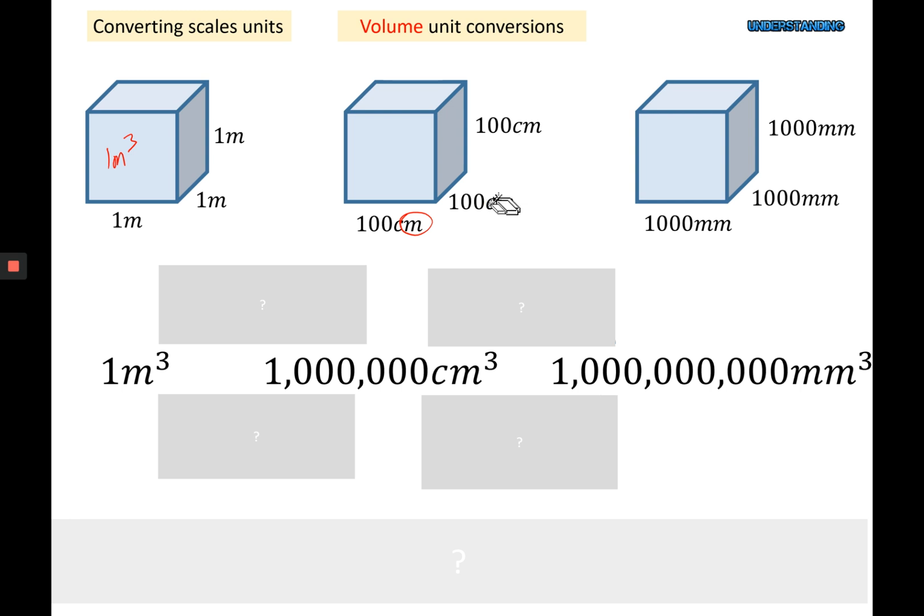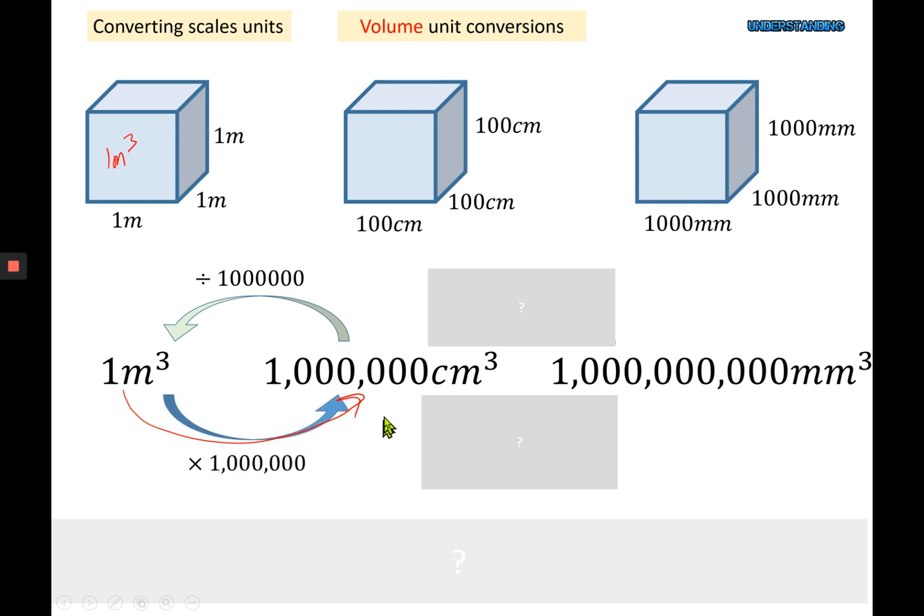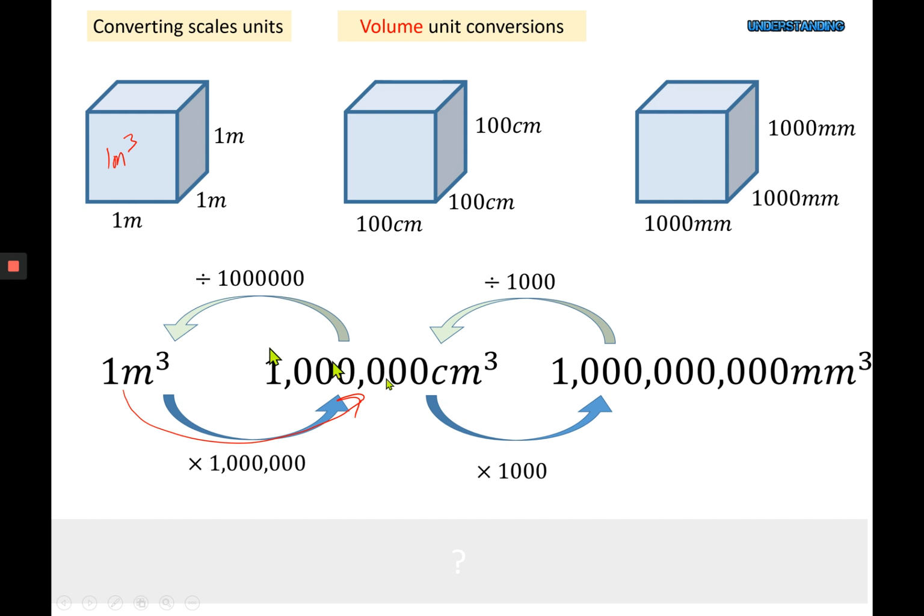So now you can see the numbers get quite big, but you can work out the scale factors from this. So to go from meters cubed to centimeters cubed, you multiply by 1,000,000. To go the other way, you divide. And then in this case, you want to go from centimeters cubed to millimeters cubed, you multiply by 1,000. And to go back, you divide by 1,000.